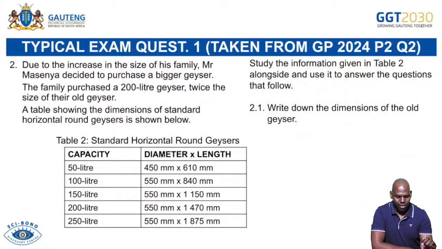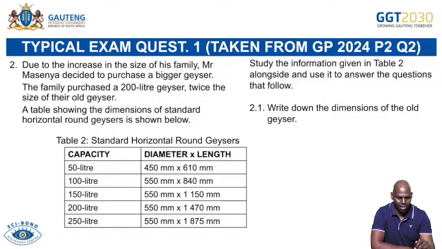Okay, then this was also taken from the Gauteng province. Due to the increase in the size of his family, Mr. Masinya decided to purchase a bigger Giza. The family purchased a 200-liter Giza, twice the size of their old Giza. So this is a new Giza. It's now bigger than the other one. Then they say it's twice the size of their old Giza.